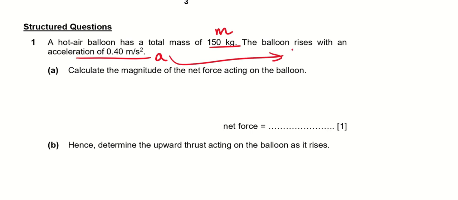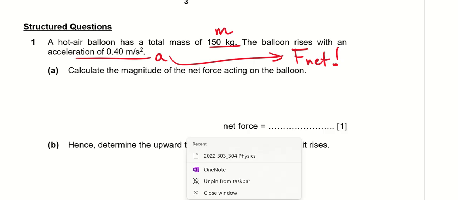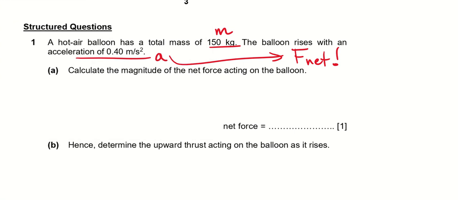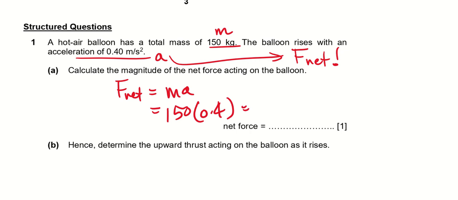Then I will have trained you all to think that whenever there's acceleration, there's going to be F net. So they want us to calculate the magnitude of the net force acting on the balloon. Because I have my acceleration, F net equals ma. So I substitute in 150 multiplied by 0.4. I will get 60 newtons. So net force is 60 newton, 1 mark.